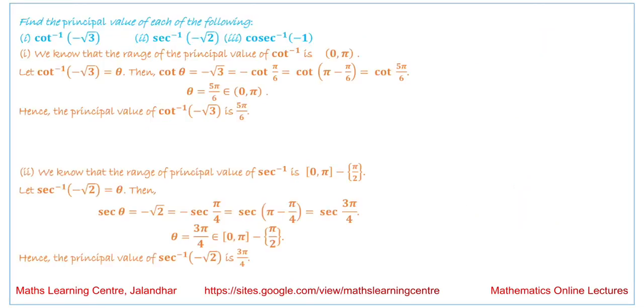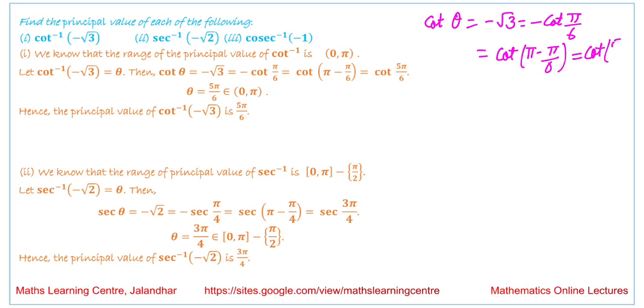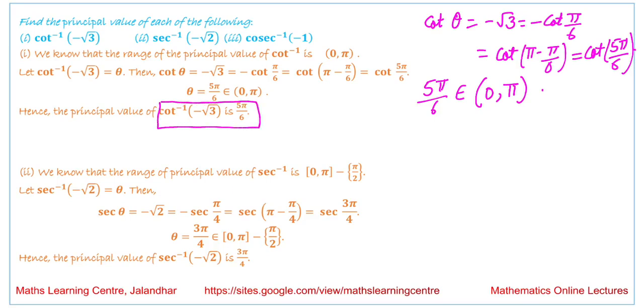Next we have to calculate the value of cot inverse of minus square root 3. So we want to calculate the value of theta for which cot of theta is minus square root 3. So it is minus cot of pi by 6, which is equal to cot of pi minus pi by 6, that is equal to cot of 5 pi by 6, and we know that this value 5 pi by 6 belongs to the open interval 0 to pi. So the principal value of cot inverse of minus square root 3 is 5 pi by 6.